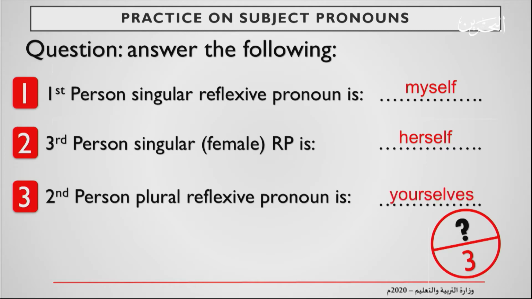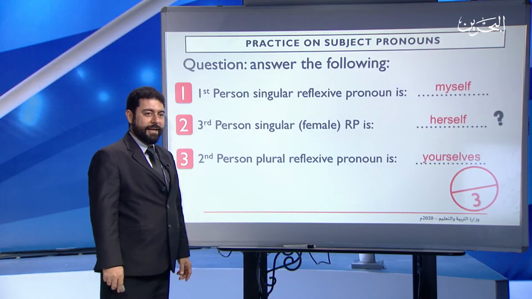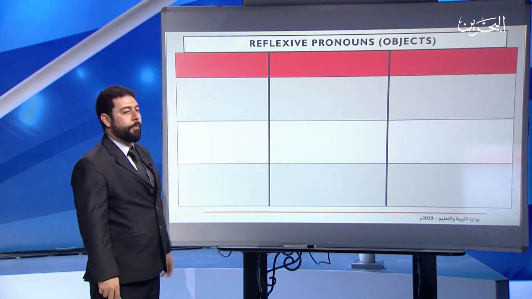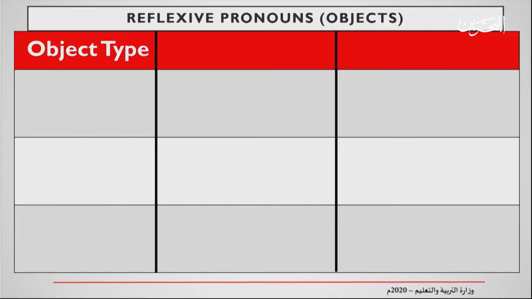And the answer is yourselves. Now, give yourself a mark of 3 and let's carry on. Okay, reflexive pronouns as objects. Okay, object type. We have 3 types as objects.